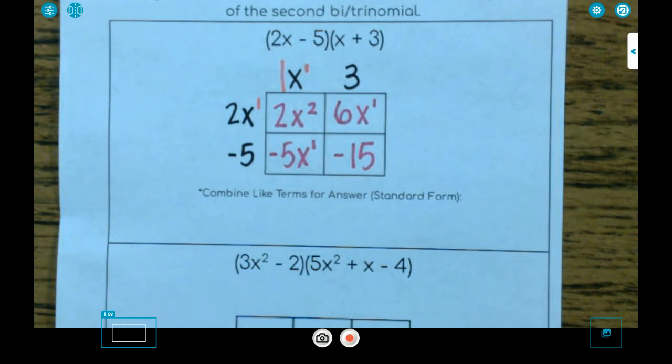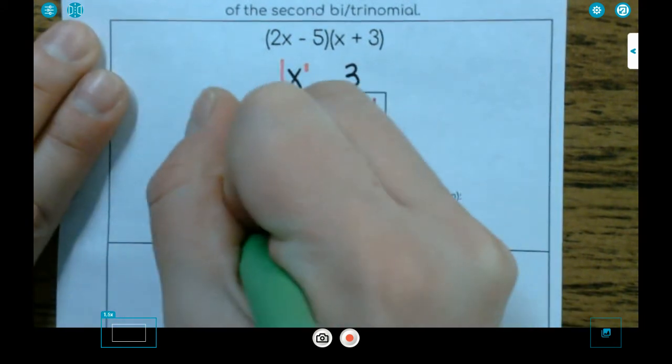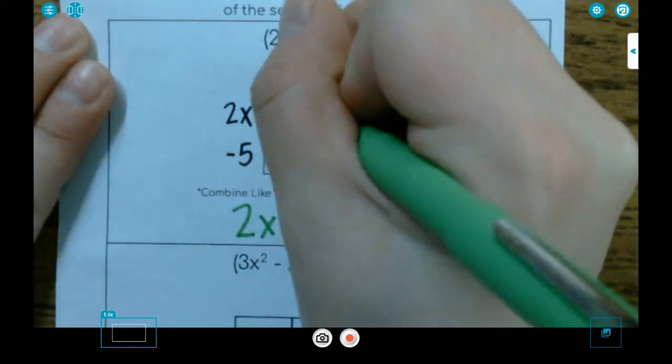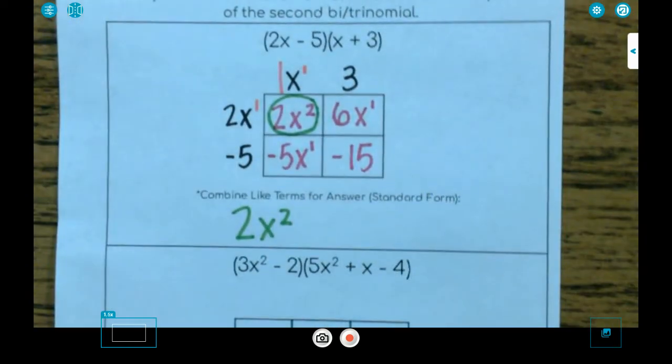Okay, so this is not our final answer. We have to combine like terms and write our answer in standard form, which means highest to lowest exponent. You're always going to go from top left corner to bottom right corner. It's going to go in this direction. That's just the way the numbers will end up. So my highest exponent is 2, so that 2x squared is going to go first in my answer. So I've got my 2x squared here. You can circle or cross off as you go, if that helps you.